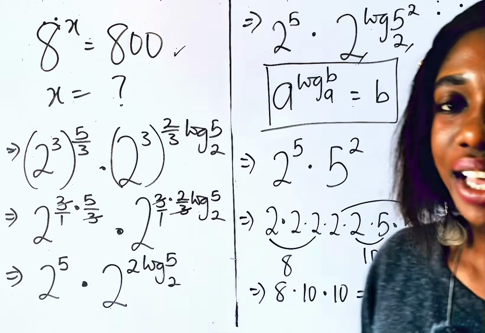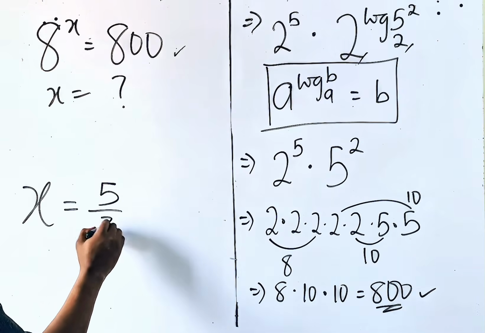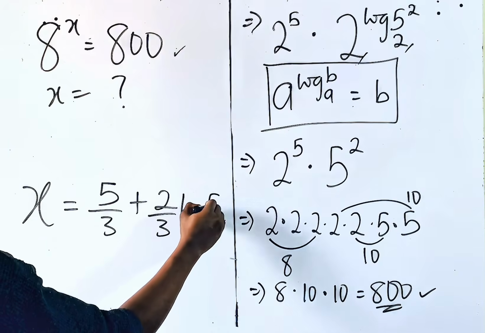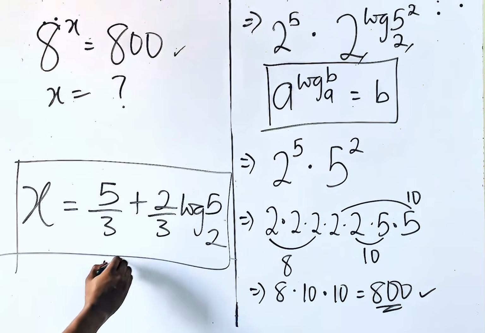So in conclusion, the value of x we got, 5 on 3 plus 2/3 of log 5 base 2, is absolutely correct.